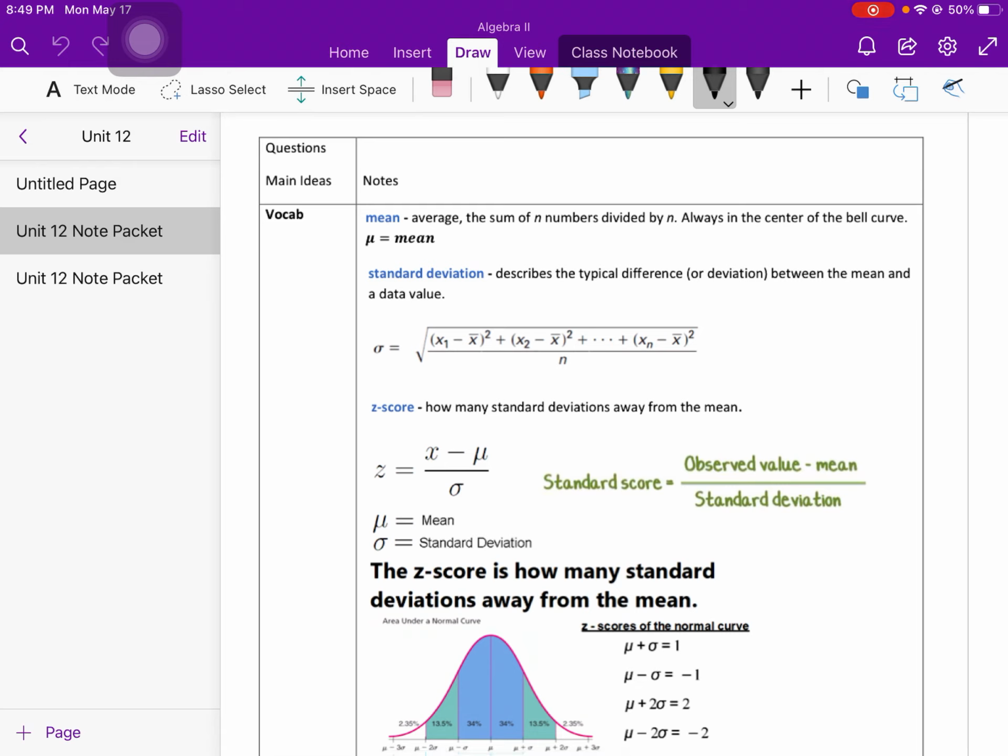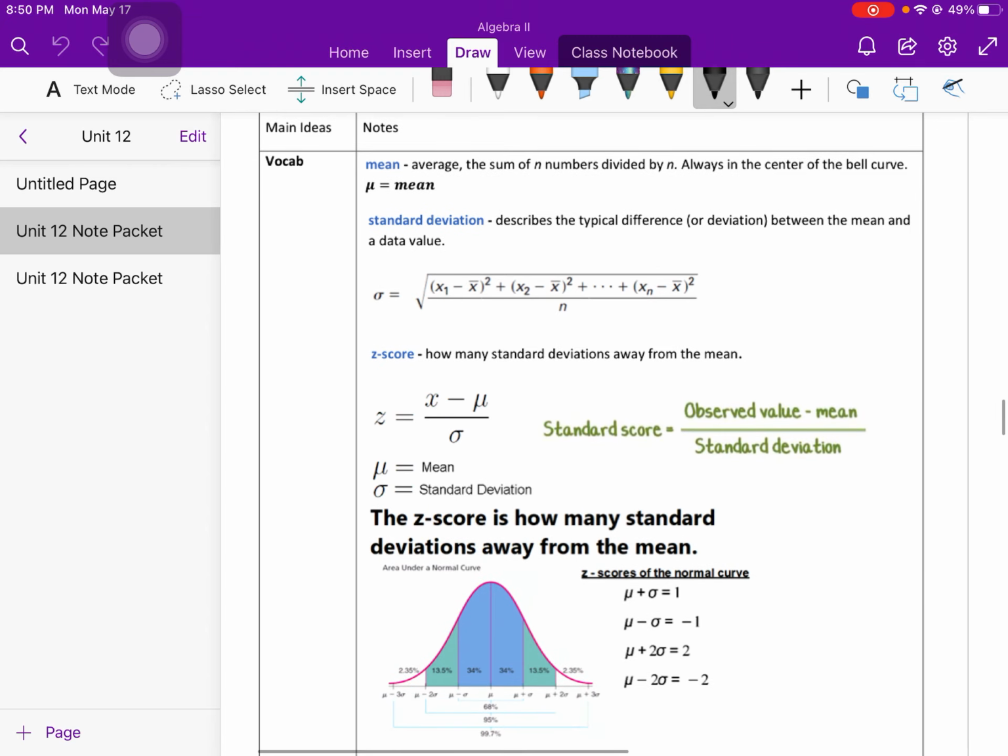So just recall some of the vocab that we use quite a bit, and we're going to continue to use. The mean is the average, or the sum of n numbers divided by n. It's always in the center of the bell curve, so that very middle point in our normal distribution. Then the standard deviation describes the typical difference or deviation between the mean and a data value.